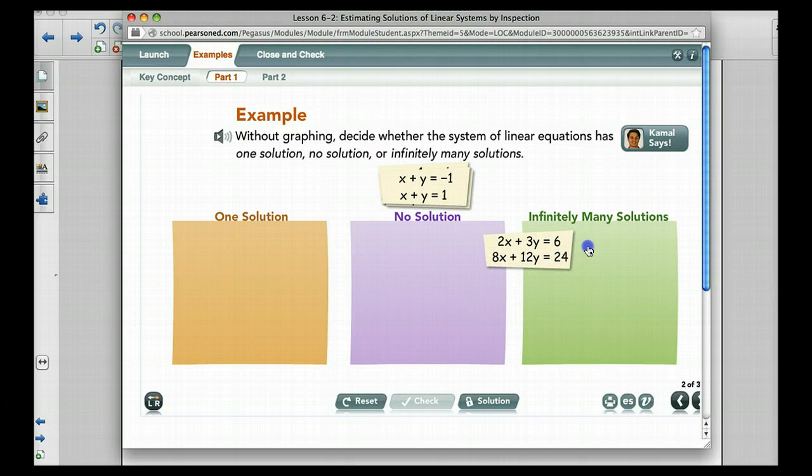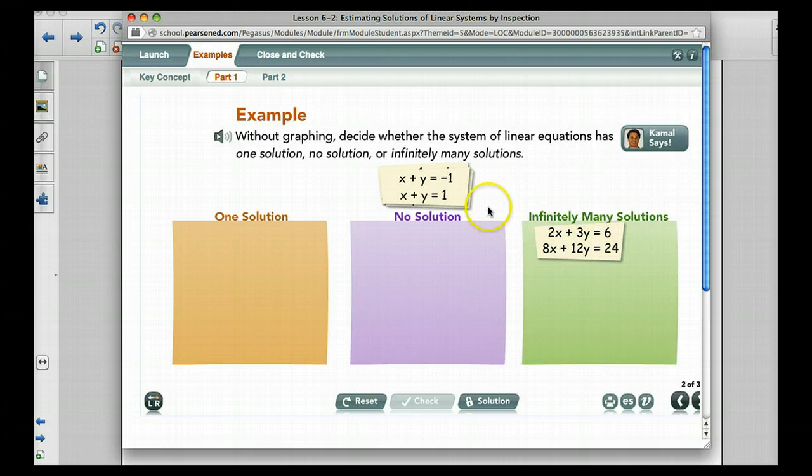So this one here, you might think, oh, these are 2 different equations. Well, I want you to look really carefully at this. 2x plus 3y equals 6, and 8x plus 12y equals 24. If we divide all 3 of these numbers by 4, we get each of these numbers. Think about it. 8 divided by 4 is 2. 12 divided by 4 is 3. 24 divided by 4 is 6. So these 2 are actually the same lines.